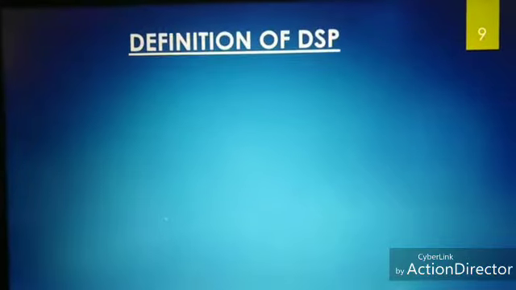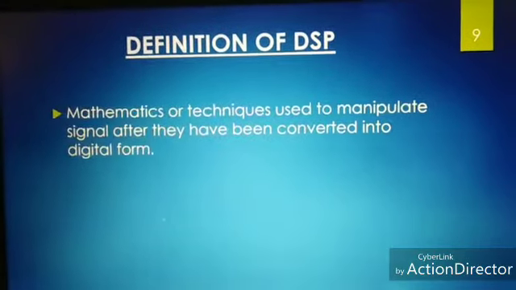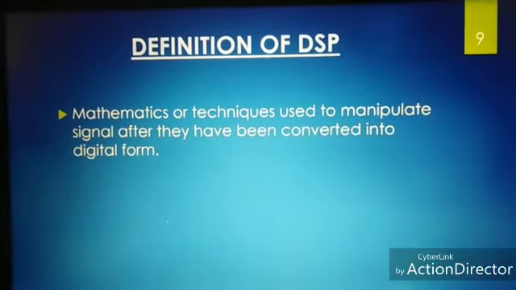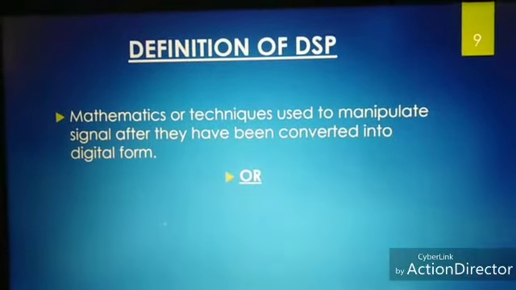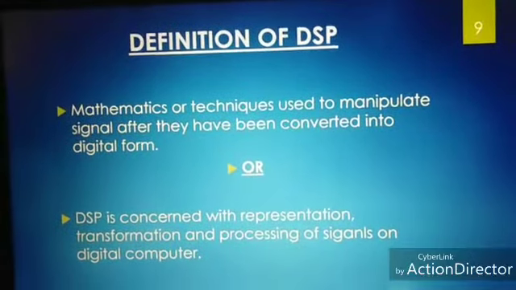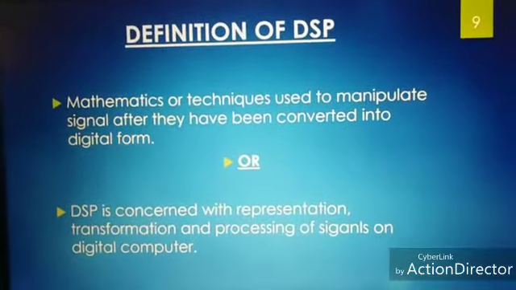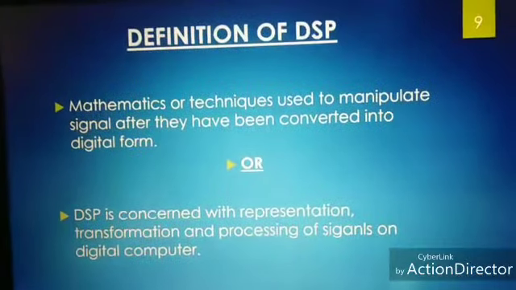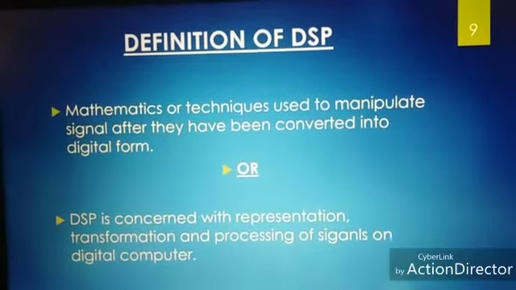The next thing is the definition of DSP. What is collectively meant by DSP? Mathematics or techniques used to manipulate signals after they have been converted into digital form. Another definition is that DSP is concerned with representation, transformation and processing of signals on digital computers. On a digital computer, it means that we can design algorithms and develop logic to solve problems or to digitally represent the signals.